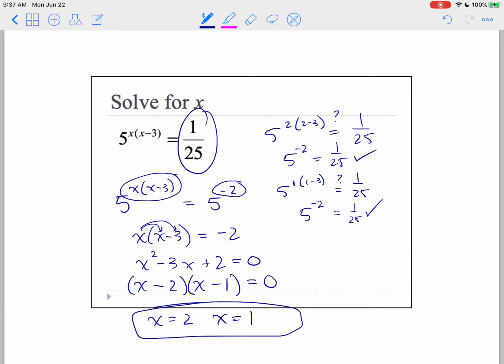Okay, so you're going to see some problems like this on the problem set, and I want you to be mindful that you're going to have to look at the base of the other side and see if you can get the two bases to be the same so that you can take advantage of equality and just set the exponents equal to one another.